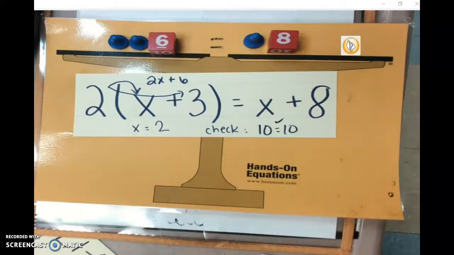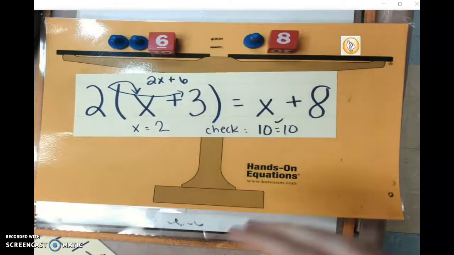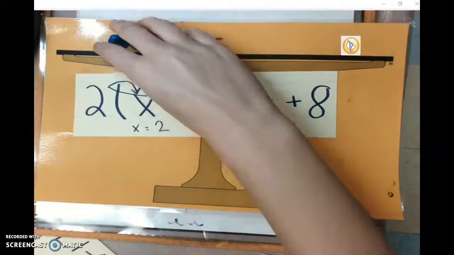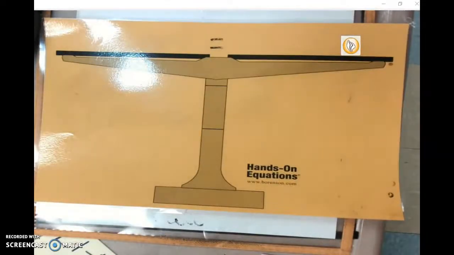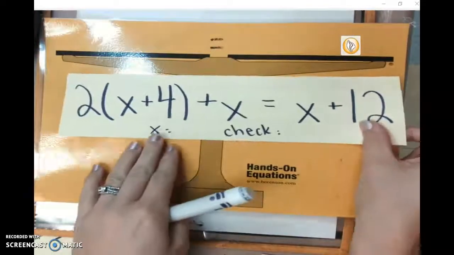At any time, if you feel that you understand how to use parentheses, you can go ahead and stop the video and get started on your classwork today, your independent work. If you want to stay, we can do one more together.